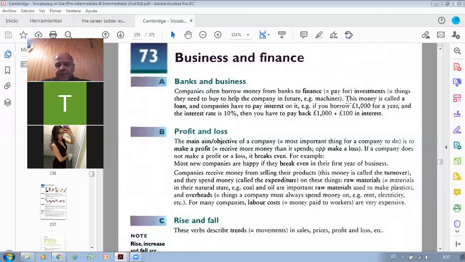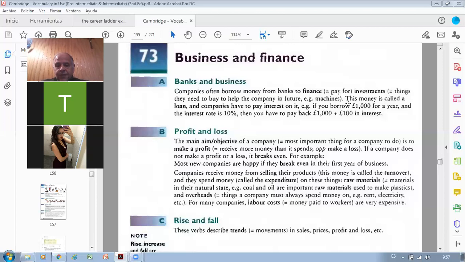And they spend money called the expenditure on these things: raw materials. The turnover is when you earn money, and the expenditure is when you spend money. Yeah, continue. Raw materials: materials in their natural state. For example, coal and oil are important raw materials used to make plastics.